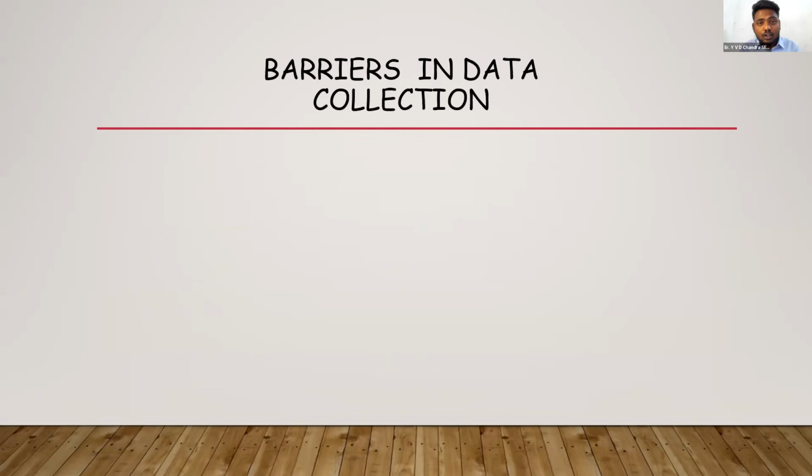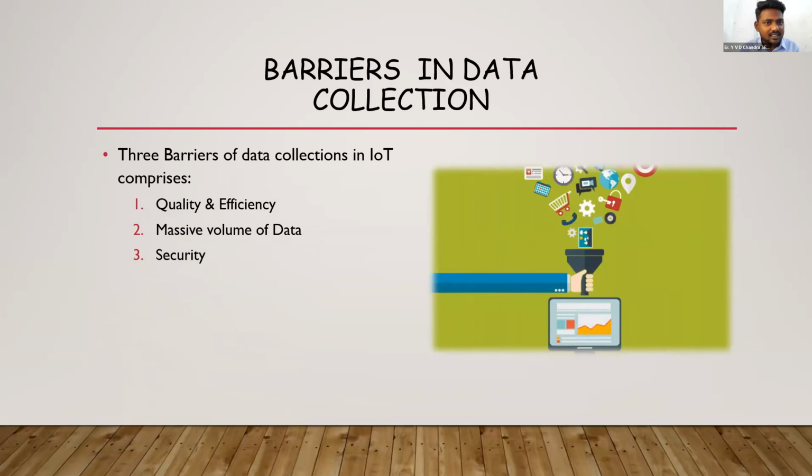So next one is the barriers of data collection. Guys, barriers of data collection are some obstacles, not mistakes of an IoT, but obstacles. There are three barriers. One is quality and efficiency. Next one is massive volume data. Next one is security.